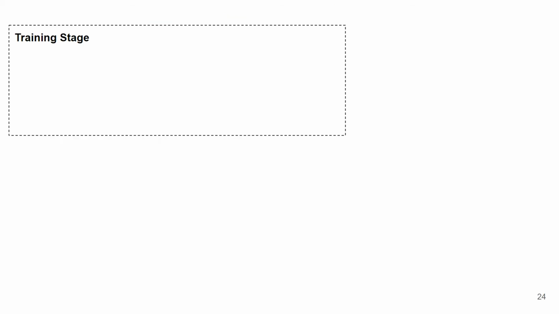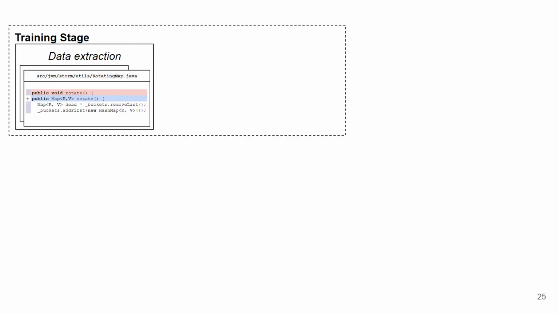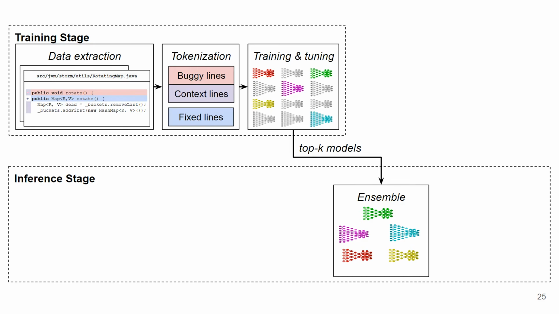I will now present the overview of our approach. First, in the training stage, we extract data from commits from open source repositories in the following format: buggy line in red, fixed line in blue, and context line in purple. Then we tokenize these lines and tune many different models with different complexities for one epoch. Then we select the top K models that we will retrain further until convergence.